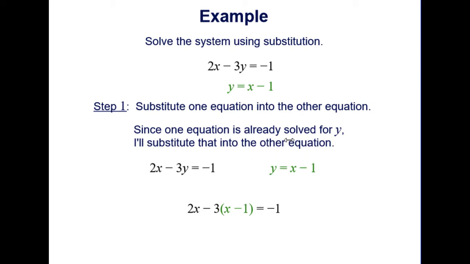Since the second equation, y equals x minus 1, is already solved for y, that's what we're going to substitute. We're going to take x minus 1, what y equals, and substitute that for y in the other equation. Think of it like a substitute teacher. The y is now gone, the regular teacher's out, and its substitute, x minus 1, is in its place. So our new equation is 2x minus 3 times x minus 1 equals negative 1.